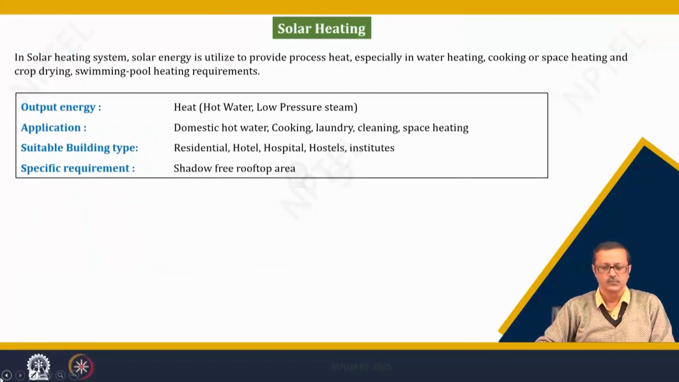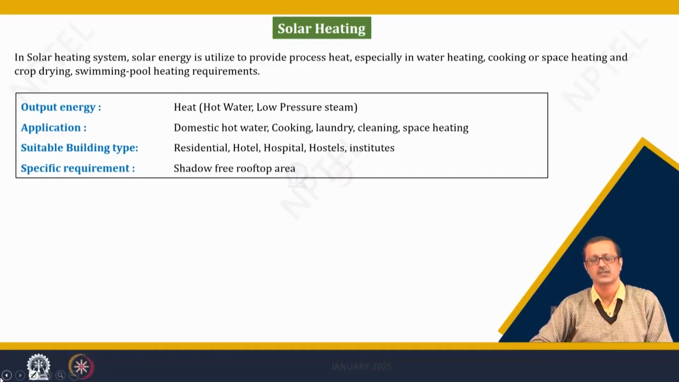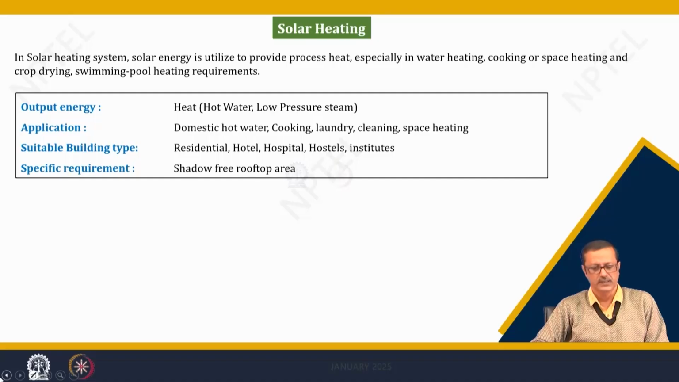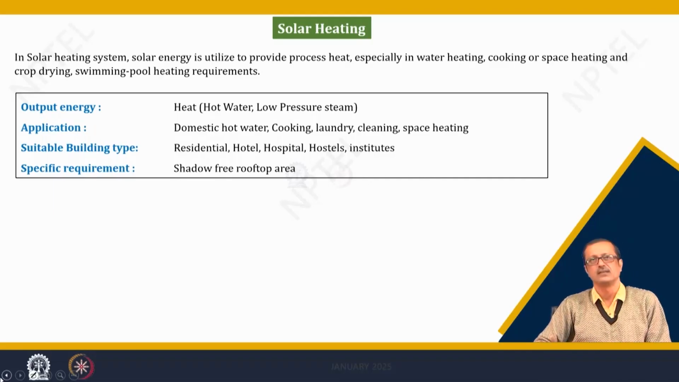So, next let us go to solar heating, which is another direct application of solar power. The output energy is heat, not electricity. So, I can generate hot water, or low pressure steam, and then apply it to domestic hot water supply, laundries, some cleaning operations, hospitals, hotels and so on. And again we require a shadow-free rooftop.